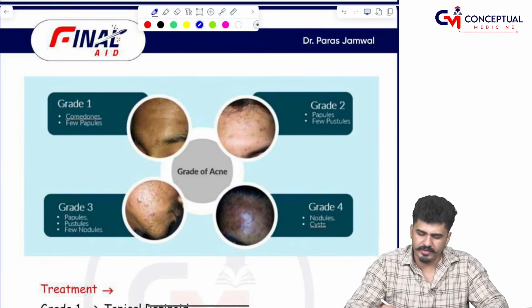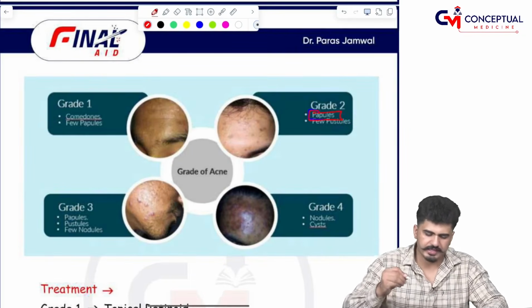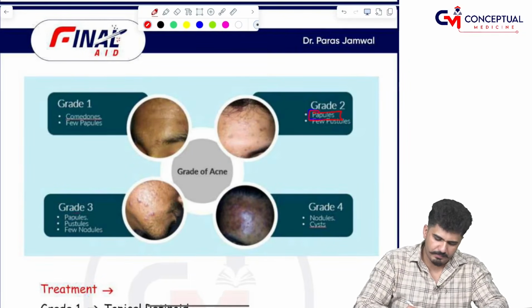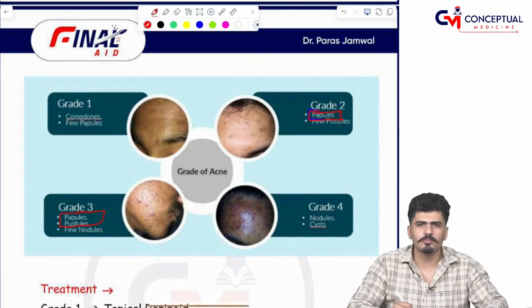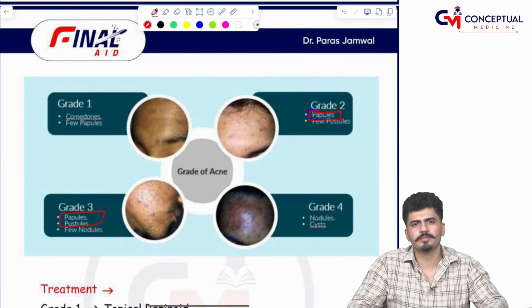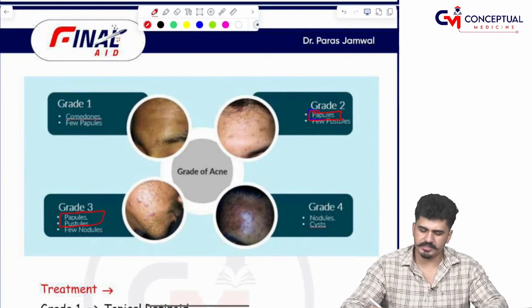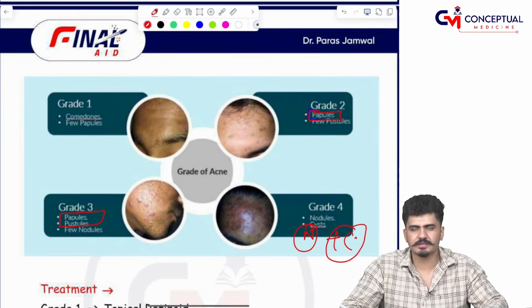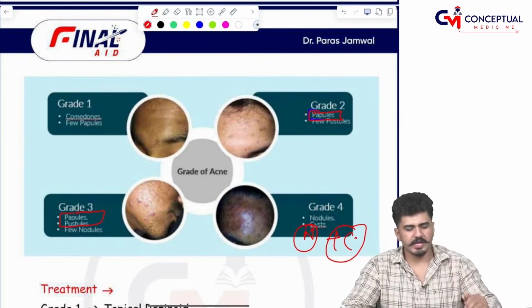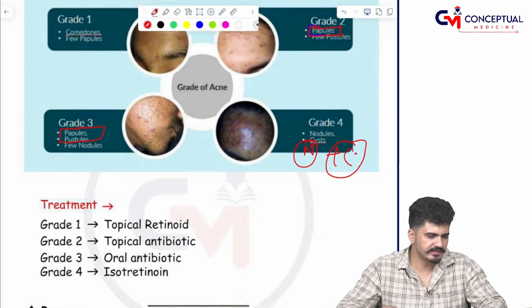Grade 2 is having the pustules. Sorry, grade 2 is having papule mostly and grade 3 is having pustule. So comedones, papule, pustule and C for the last grade. What is in C? Nodules plus cyst. So comedones, papules, pustules, and nodules and cyst.